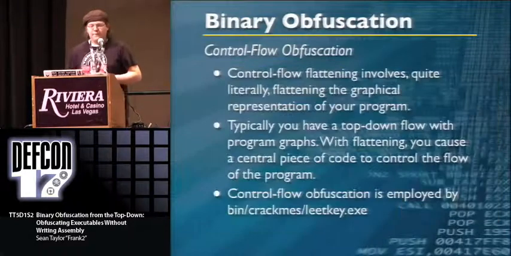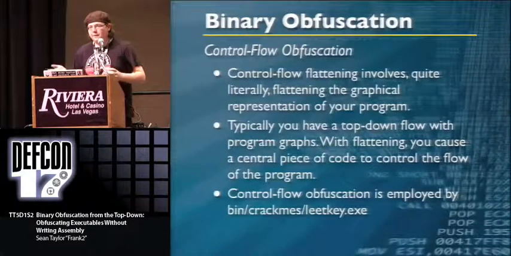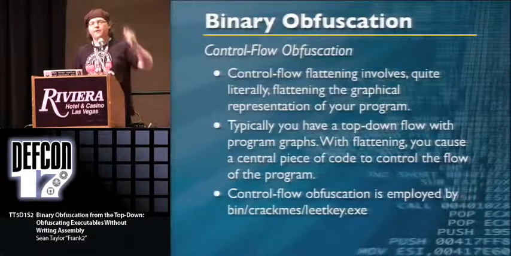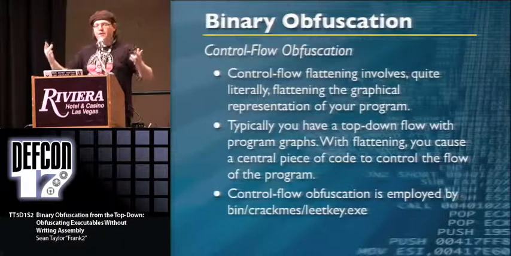So control flow flattening involves literally flattening the typical downward graphical flow of your program. Usually you have a top-down flow. It's very coherent. It starts at main, and then it branches, and then it branches, and it's kind of like an inverted tree kind of thing.